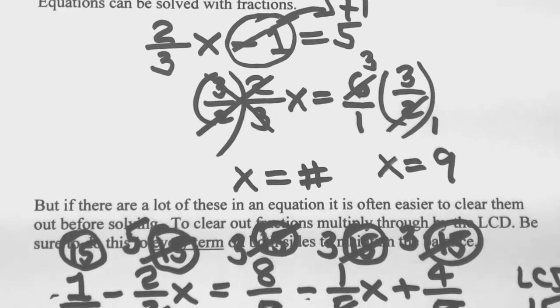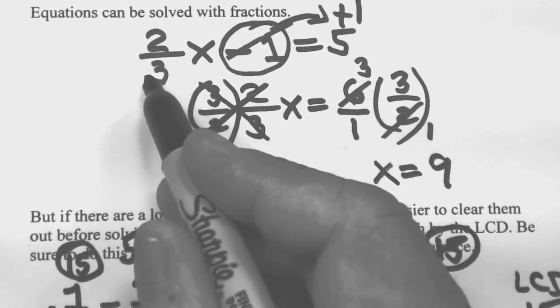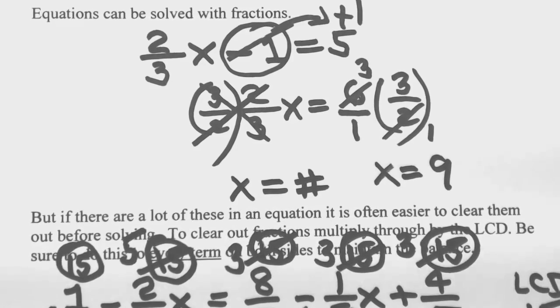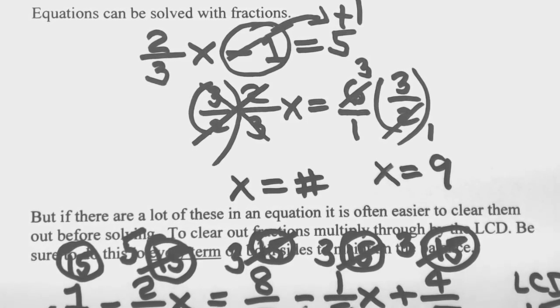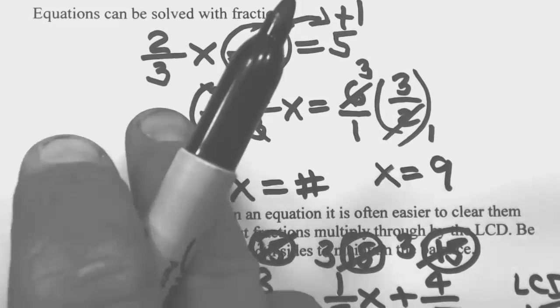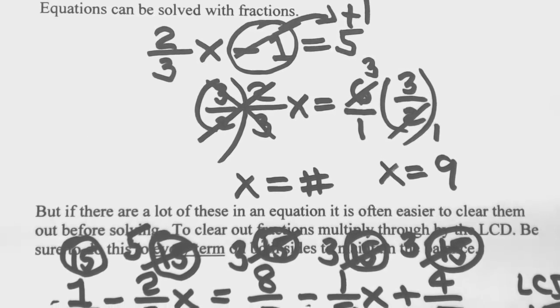If you have just one fraction, or maybe even two of them if they have the same denominator, it's not worth the trouble of going through and removing the fractions. You can solve it, often using this reciprocal trick.